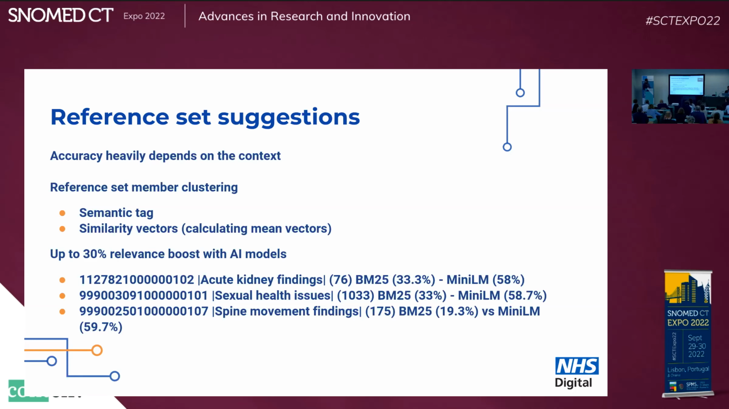For example, the sexual health issues reference set was quite funny, because it produced almost 60% of the existing reference set. The AI was able to construct the reference set from a small portion of that reference set and reintroduce the concepts that have been removed from that reference set. And it was just amazing to see a 60% accuracy there.